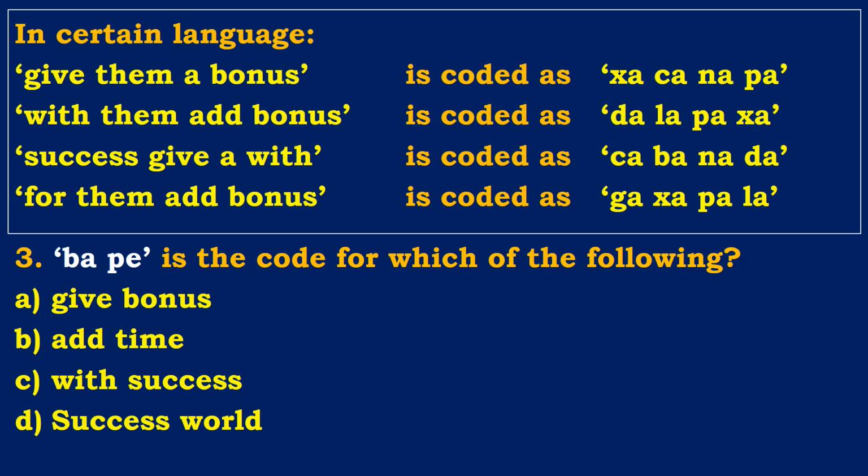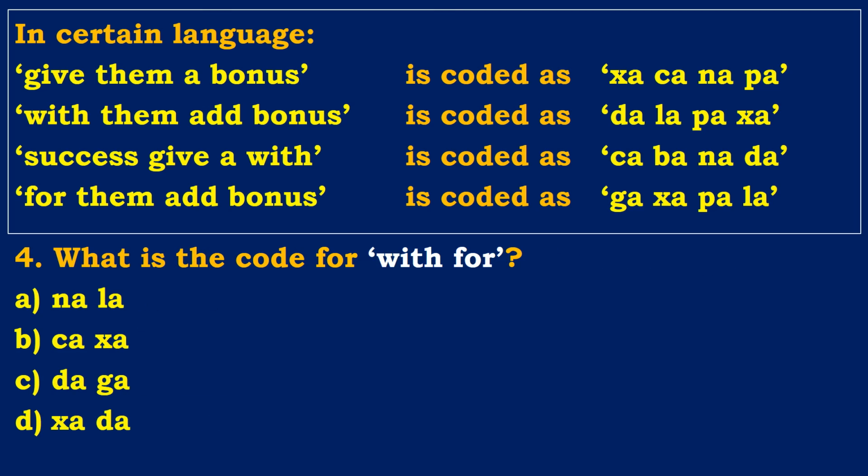3. Bar P is the code for which of the following? In sentence 3, XA is a non-repeating term and corresponds to the word success. The possible options are option C or option D. In option C, the word with may be coded with DA. So, option C is also eliminated. Hence, option D is correct. 4. What is the code for with for? The non-repeating word for may be coded as GAR. Hence, option C is correct.